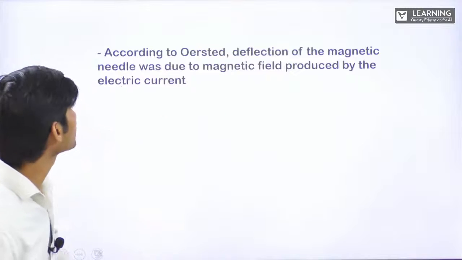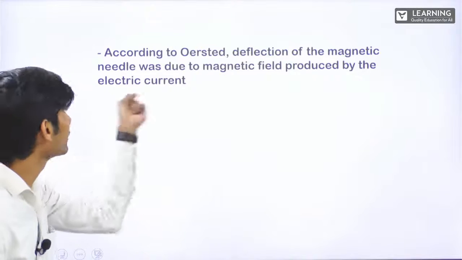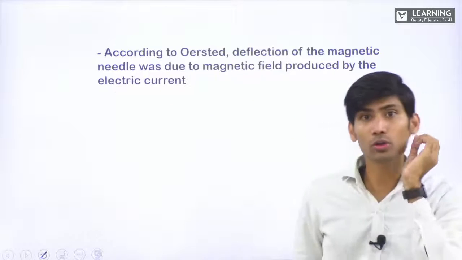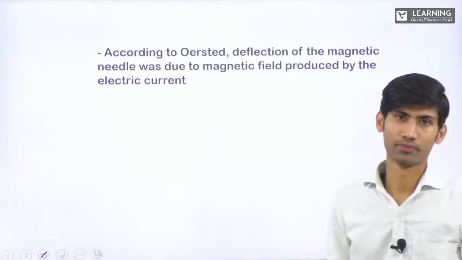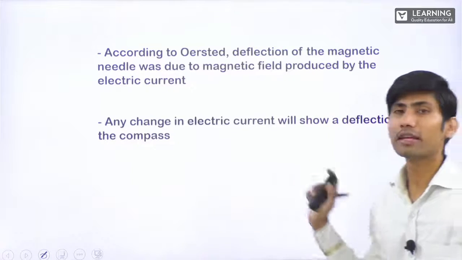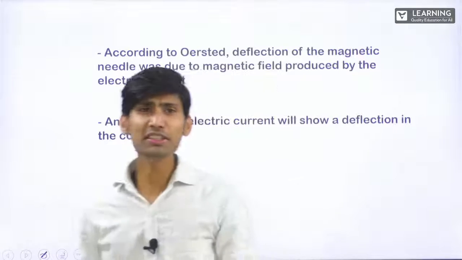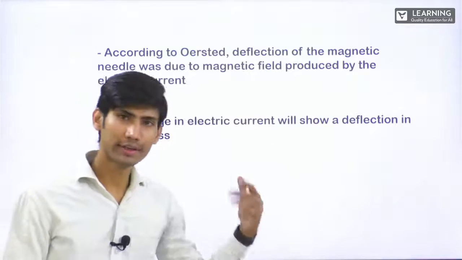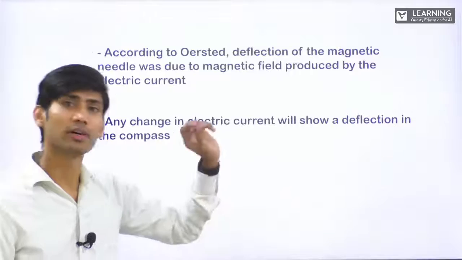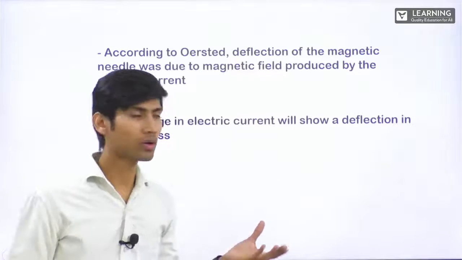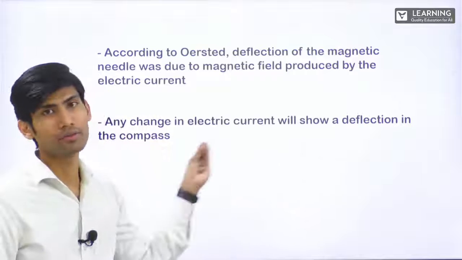According to Oersted, deflection of magnetic needle was due to magnetic field produced by the electric current. So what he told is that electric current also produces magnetic field. Any change in electric current will show a deflection in the compass. Any change in electric current means if the current is increased, there will be a deflection. If the current decreases, the deflection will decrease. If the current is reversed, the deflection will be reversed, opposite. Okay, so any change in current will show a deflection.